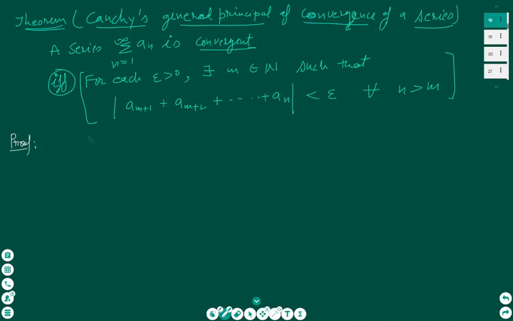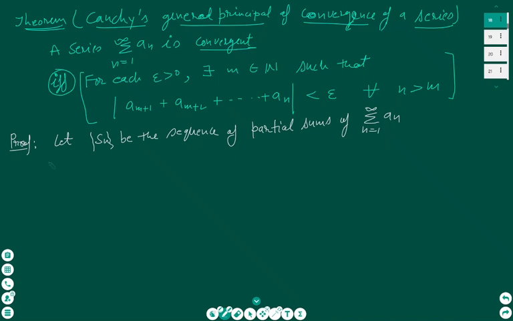So the proof goes like this: let Sn be the nth partial sum. Let Sn be the sequence of partial sums of this series.